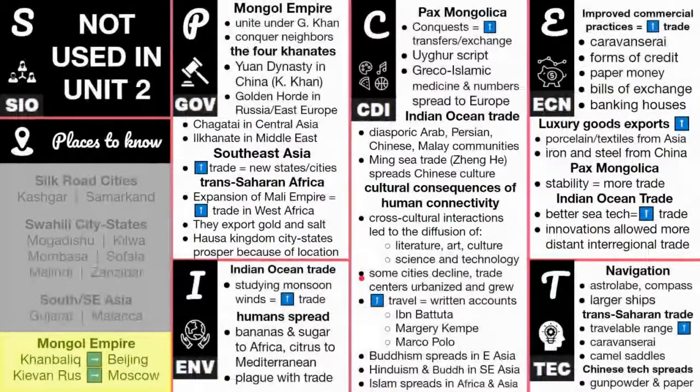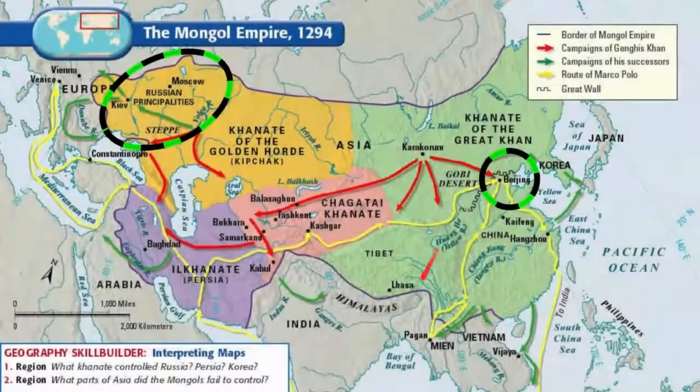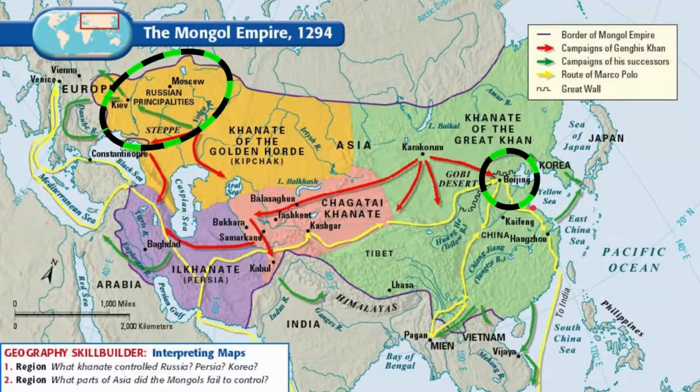And lastly, a couple of locations to know from the Mongol Empire: Khanbaliq and the Russian principalities. Khanbaliq is Beijing. Khanbaliq just means the city of the Khan. But Beijing is what that would become, and obviously Beijing is still a pretty important city today. It was important during the Mongol time, which we'll talk about later, as were these Russian principalities, Kiev and Moscow, out here in Russia. Okay, so those are locations that you need to know.